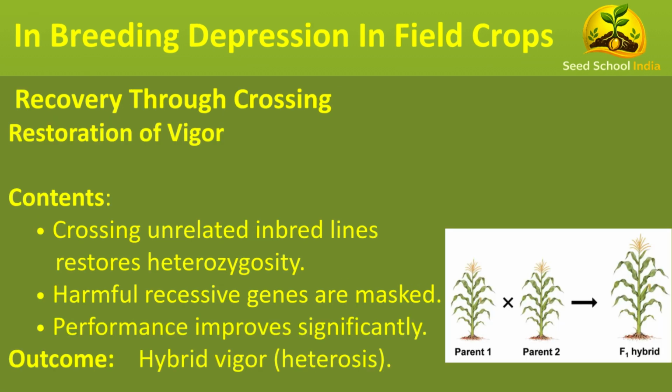When two genetically unrelated inbred lines are crossed, heterozygosity is restored. Harmful recessive alleles become masked by dominant alleles and beneficial gene combinations are re-established. As a result, the hybrid plants exhibit improved vigor, faster growth, better fertility, and higher yield. This recovery from inbreeding depression is known as heterosis or hybrid vigor.